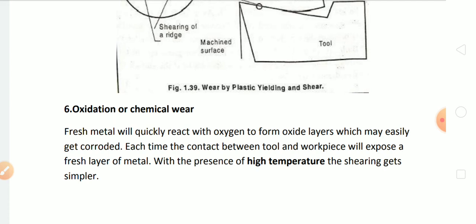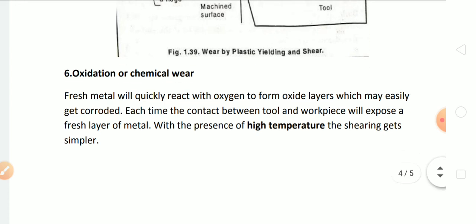So that will corrode the machine part. So a high oxidation level is not at all advisable, and it is also called chemical wear. There is a chemical reaction, that is oxygen plus fresh metal. The fresh metal gives an oxide, that is a chemical reaction, which is why it is called chemical wear. So the sixth one is oxidation or chemical wear.